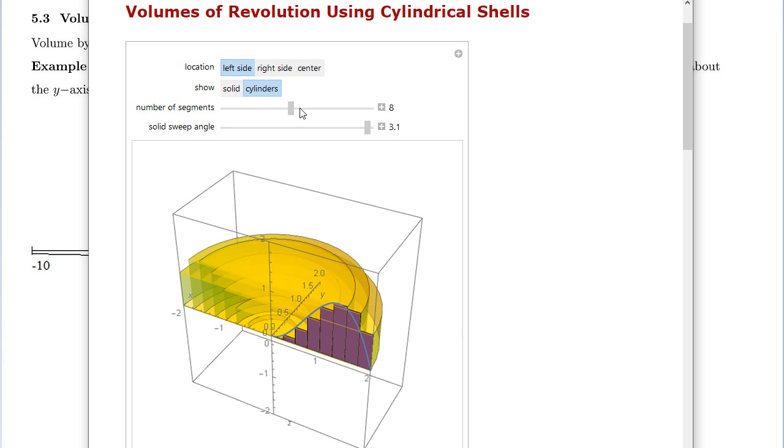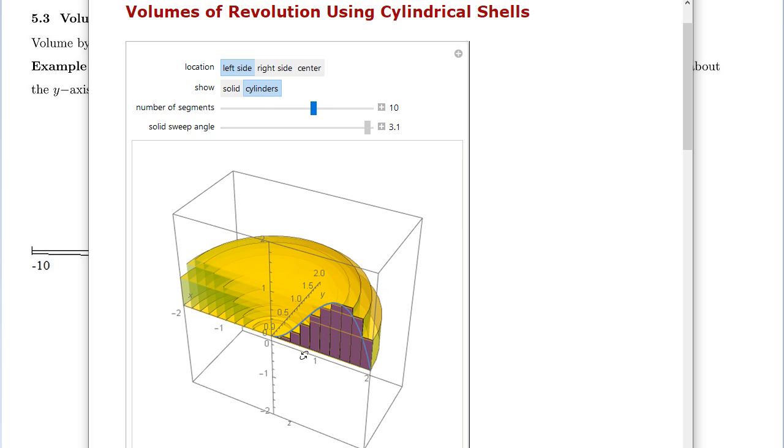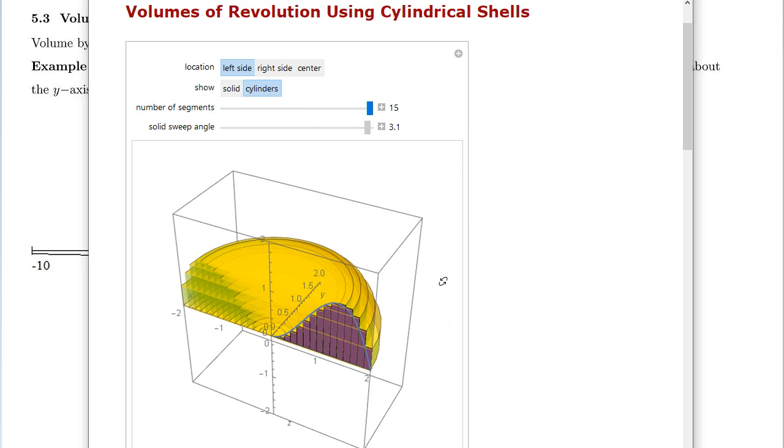And here is with 10 cylindrical shells, and you can see that this is getting closer and closer on the cross section to approximating the curve. So we're adding up the volume of all of these concentric cylindrical shells, and that's going to approximate the volume of that whole solid of revolution. And now when we max this out at 15, you can see that there's even less error. So when we take an integral to add up those volumes of those shells, then we're going to get the exact volume of the solid of revolution.